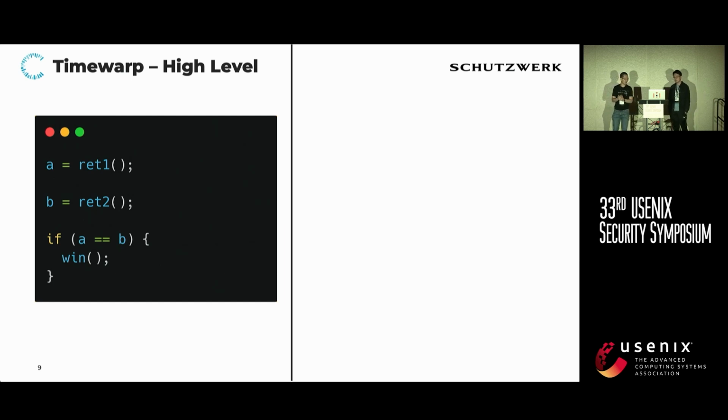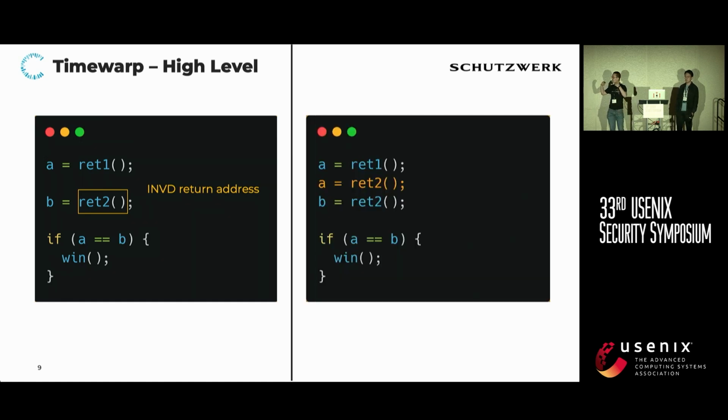But here's a toy example. If A is equal to B, we win. But A calls a function ret1 and B calls a function ret2. They will return different values and we don't win. What we do here is we call invalidate when ret2 tries to write the return address on the stack, and this effectively injects a new line of code where A will be ret2. Both values will be the same and we win.